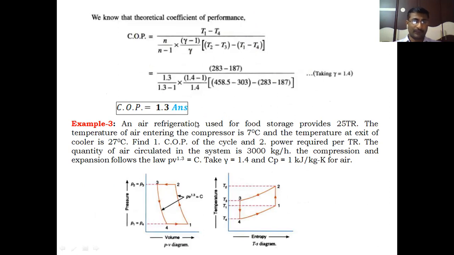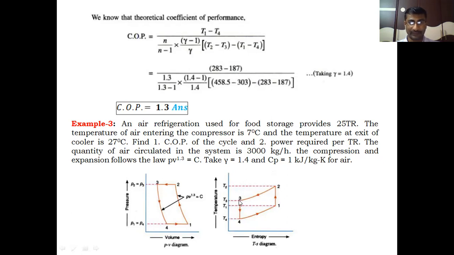So let us read the problem. Example 3: an air refrigeration system used for food storage provides 25 ton of refrigeration. What it means? A food storage chamber uses the air refrigeration system for the capacity of 25 ton of refrigeration. The temperature of air entering the compressor is 7 degrees centigrade. Before compression, the temperature is T1. T1 is 7 degrees centigrade, and temperature at exit of cooler is 27.